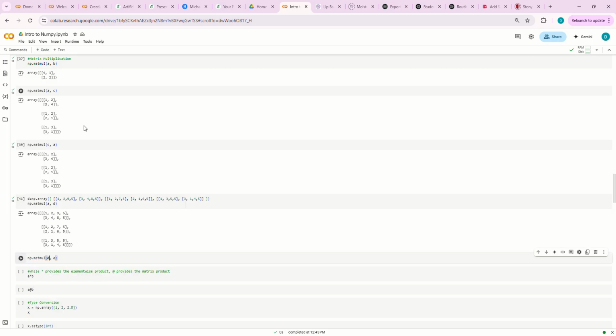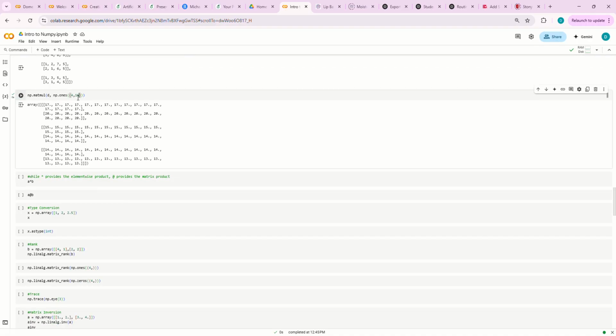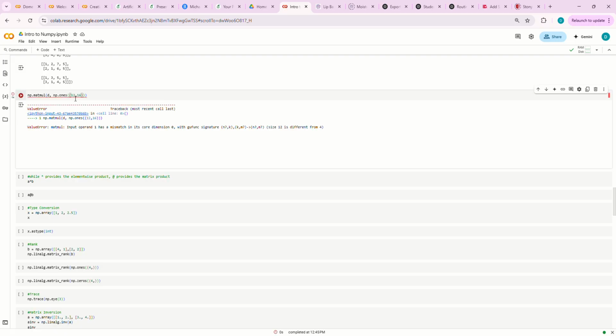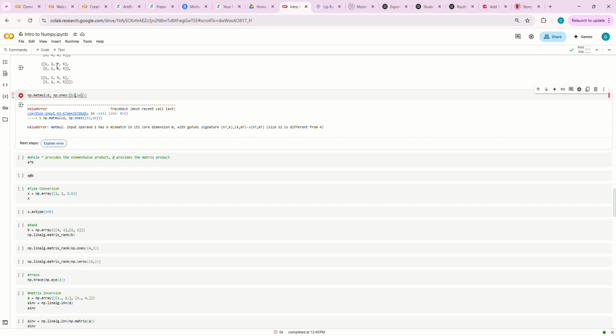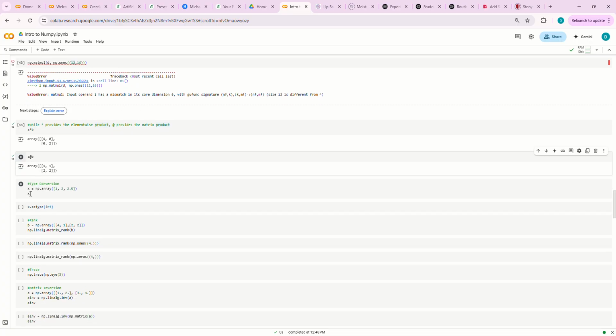np.matmul D, comma, np.ones. Yeah, and so the second matrix has to have the number of rows match the number of columns in the first matrix. Well, star provides the element product, at provides the matrix product. So this is the element product of A and B, meaning that you're multiplying the first number by the first number, the second number by the second number, the third times the third, and then matrix multiplication.